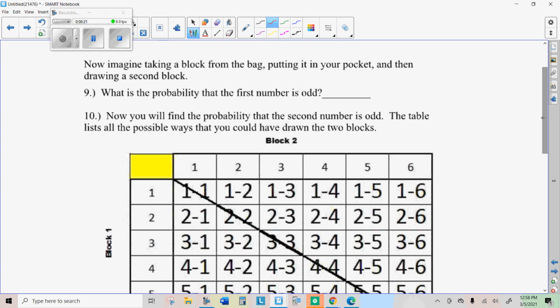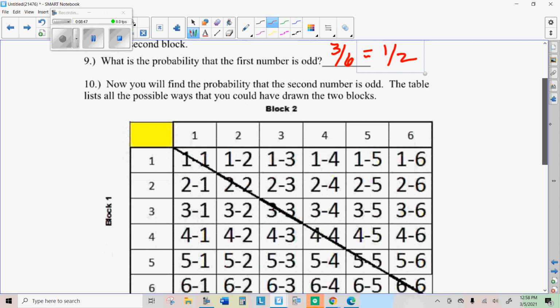Okay, now we're going to do something a little different. Imagine taking a block from the bag, putting it in your pocket, and then drawing a second block. So whatever one you draw the first time is not available for your second draw. What is the probability the first number is odd? Well, there's 6 different blocks, remember, and there's 3 odd ones in there. So that's just 3 out of 6, or half, or 50%.